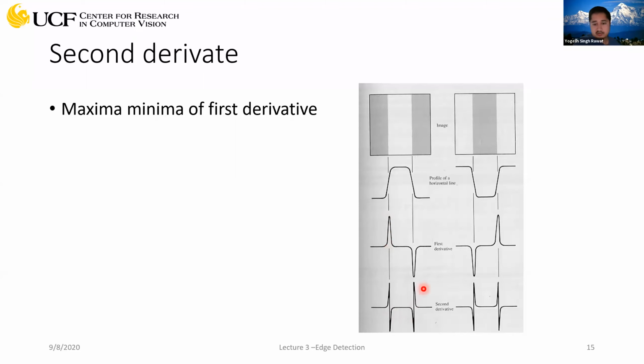Now, if you observe carefully the second order derivative, then you can also use the second order derivative to detect your edges. So for that, what you will have to do is whenever your second order derivative is crossing from positive to negative, so in this case, at this location, and in this case, it's going from negative to positive, so you will have an edge. And that's how you will use a second order derivative for edge detection. So these crossings are called zero crossings.